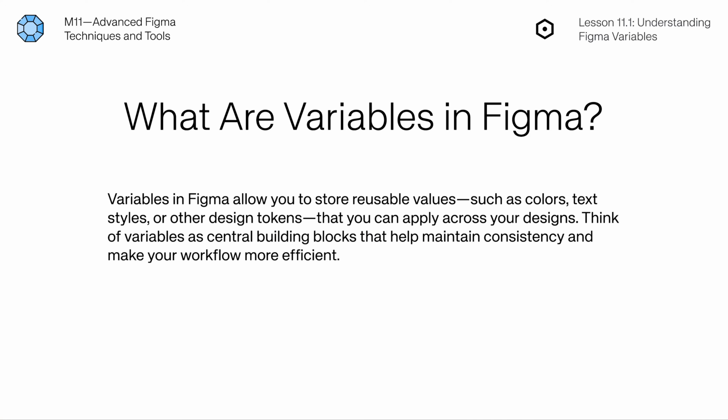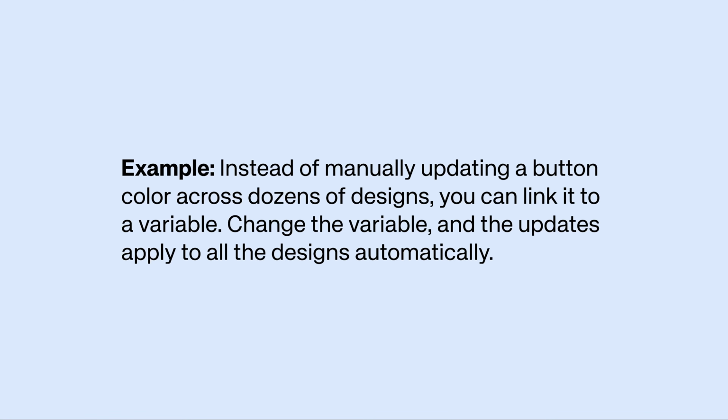We'll go through a brief introduction so you can understand what variables are. So, what are variables? Variables in Figma allow you to store reusable values, such as colors, text styles, or other design tokens that you can apply across your designs. Think of variables as central building blocks that help you maintain consistency and make your workflow more efficient. For example, instead of manually updating a button across dozens of designs, you can link it to a variable, then change the variable, and the updates apply to all the designs automatically.